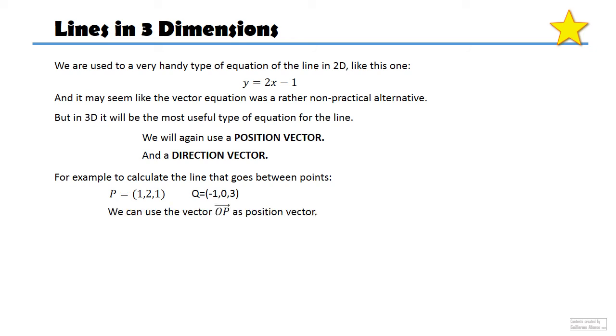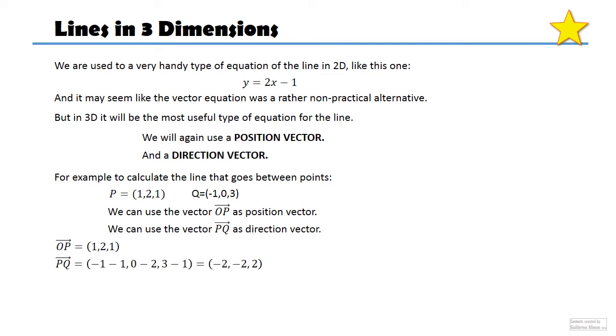Well, quite simply, use the vector position OP as your position vector. That'd be vector 1, 2, 1. That takes me to point 1, 2, 1. And PQ could be my direction vector because that moves from a point in the line to another point in the line. So PQ is a perfectly good direction vector. And hence, OP is this, PQ is minus 2, minus 2, 2.